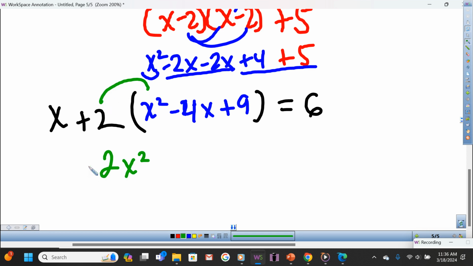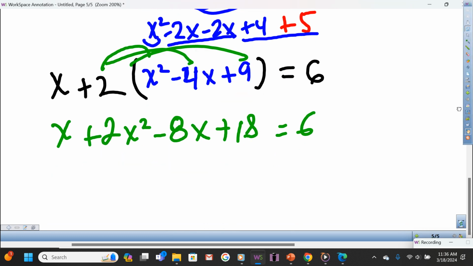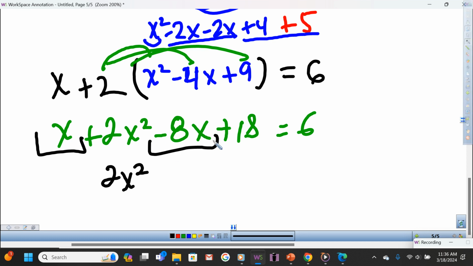That's 2x squared. 2 times negative 4, that's negative 8x. 2 times 9, that is 18. Bring down the equal, the 6, and the x over here. Okay. Not bad. Can we combine stuff? Yeah. 2x squared. What is x minus 8x? Negative 7x plus 18 equal to 6.